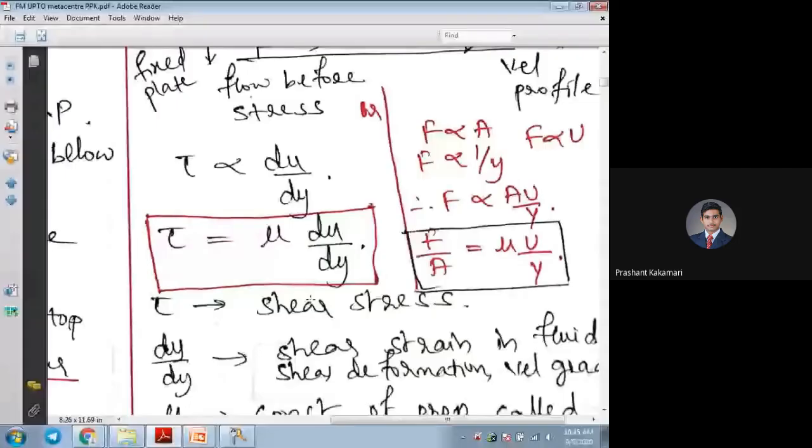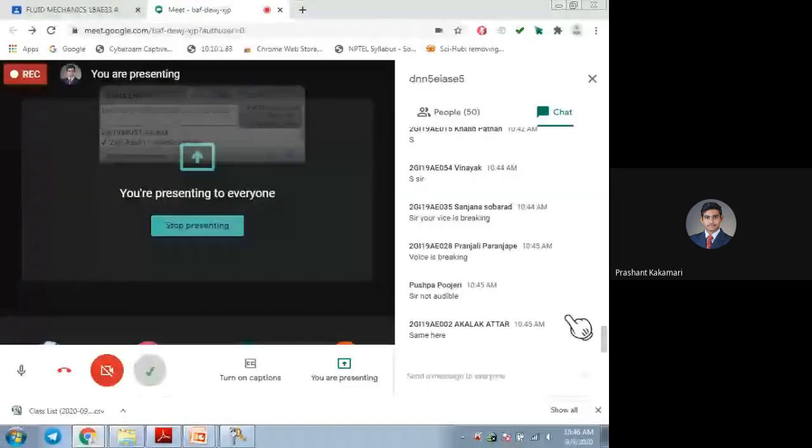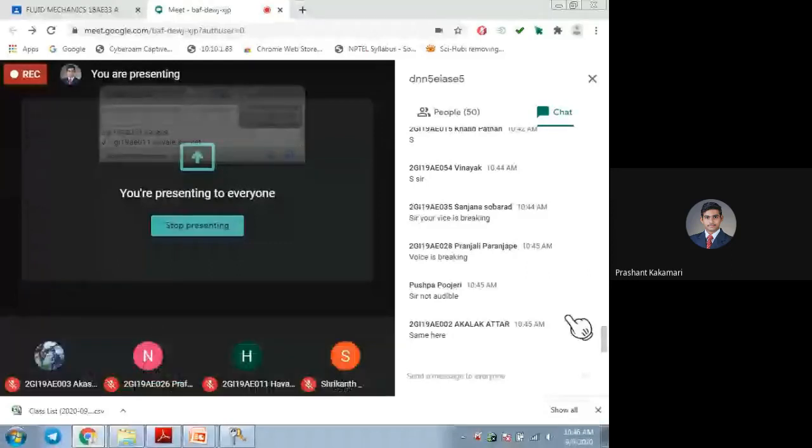As per this law, I assume that viscosity is not known to us. To find that viscosity, I can write mu equal to tau into dy by du. Or I can write like this, mu equal to tau by du by dy. So I hope this point is clear to everyone. How we are finding this dynamic viscosity or the coefficient of viscosity.